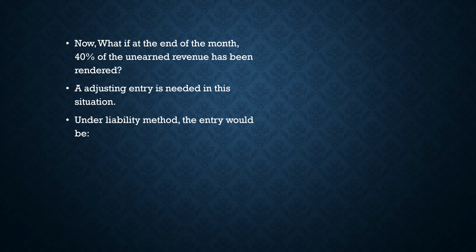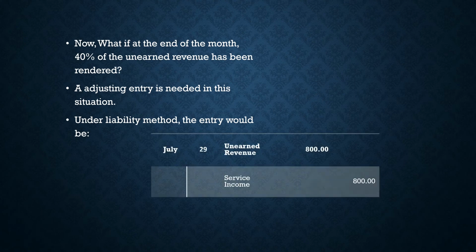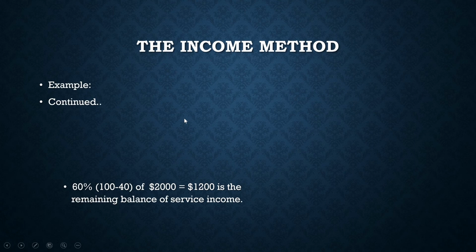Under the liability method, the entry would be $800 of unearned revenue being debited and $800 of service income being credited. $800 represents the 40% of $2,000 and represents the services that have been provided already. Whereas in the income method, we look at how much of the service is left. So 60% of $2,000 would be $1,200. That is the remaining balance of service income.